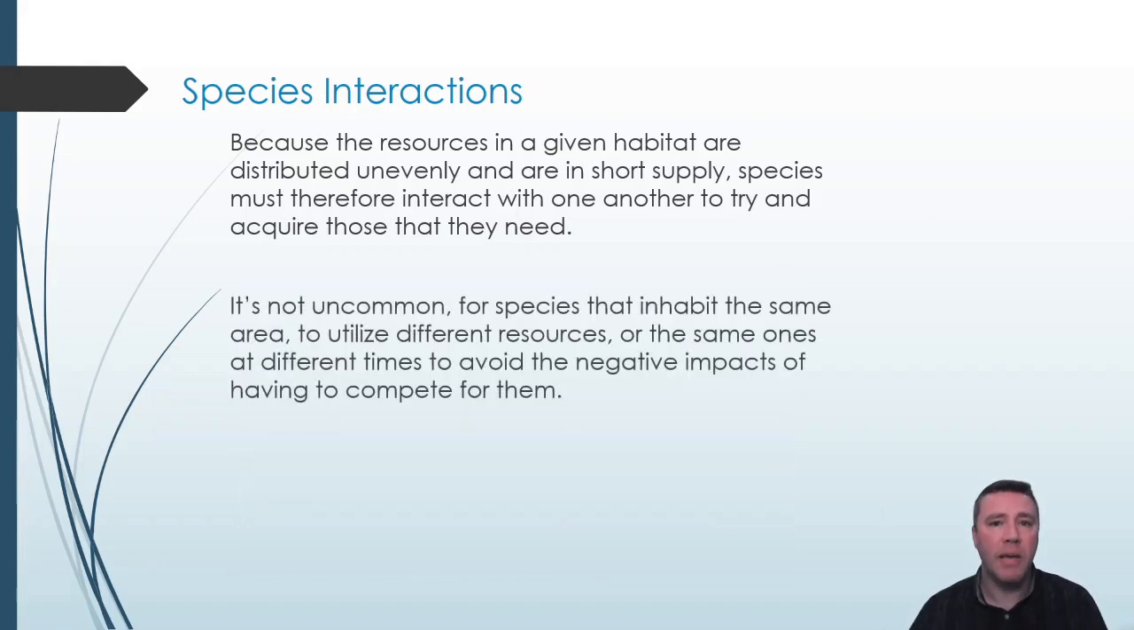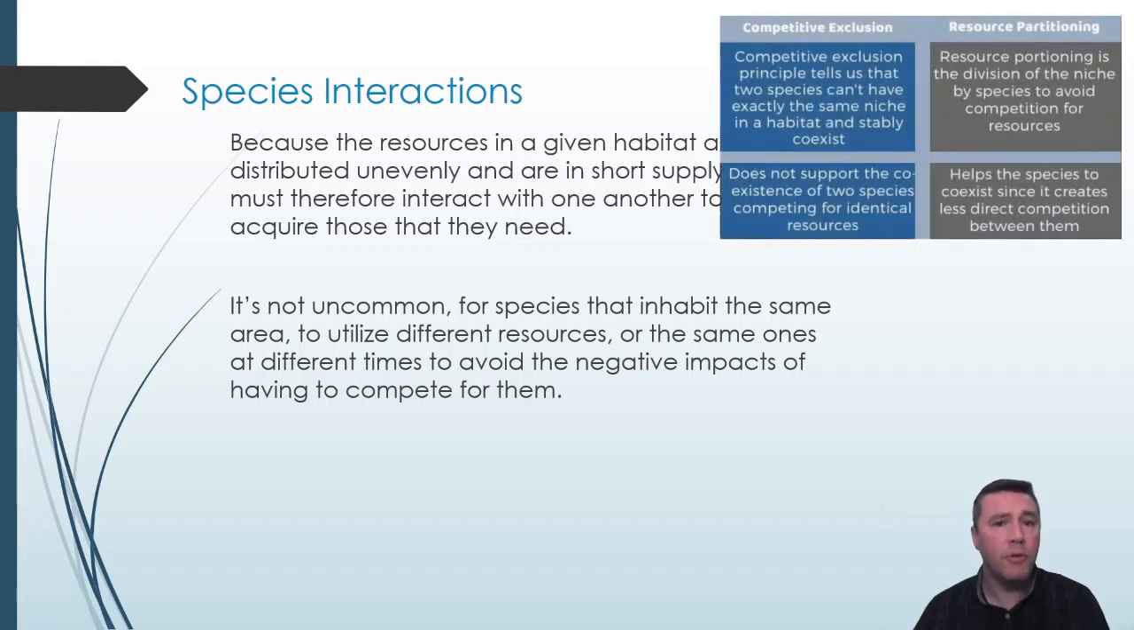Species that inhabit the same area tend to utilize different resources or the same resources at different times to avoid having to compete for them. The competitive exclusion principle says that if two species have the exact same requirements of their habitat, competition will result, with the losing species being rendered unable to survive in that habitat. Resource partitioning allows for different species to take advantage of different resources in their habitat, avoiding the need for competition.